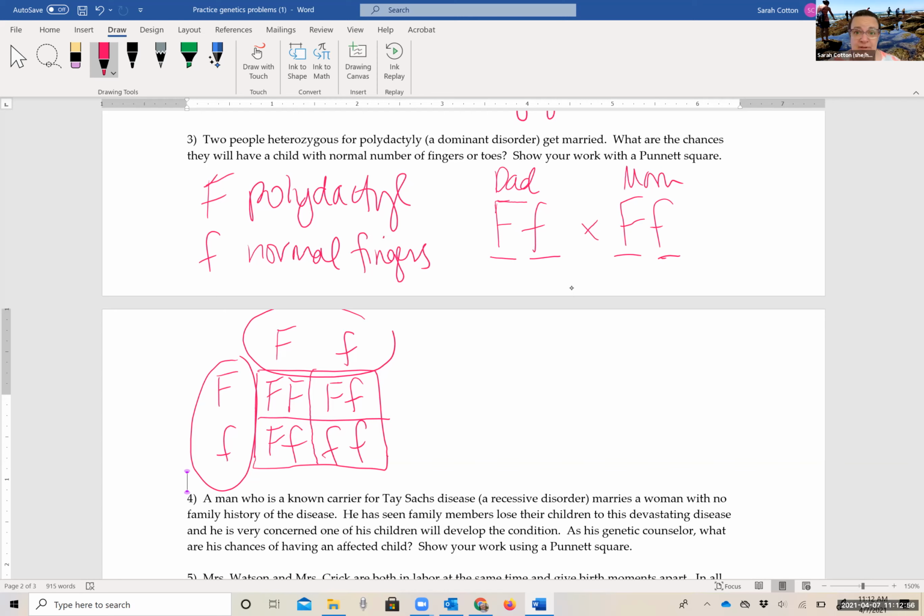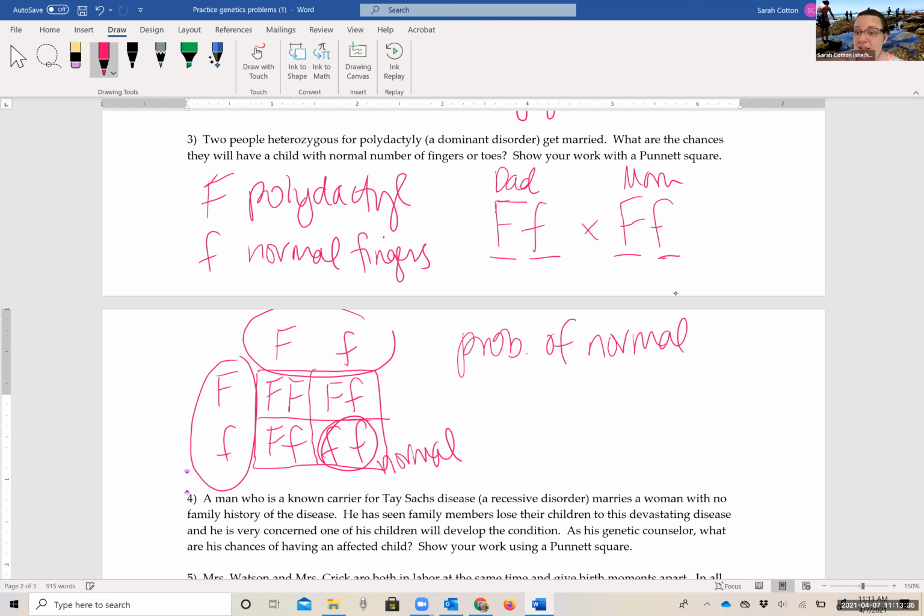So we showed our work with a Punnett square, but we still haven't answered the question. The question is, what are the chances they will have a child with normal fingers and toes? So I want to know the probability of normal. What is the probability of that happening? Well, to figure that out, we have to know what these different boxes mean. Right? 2 little f's would be normal, and that's the only box with that. Yes. So 1 out of 4, a 25% chance.